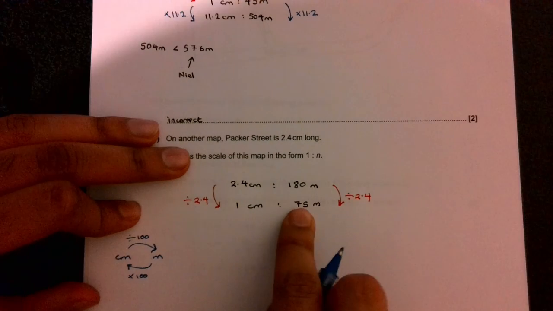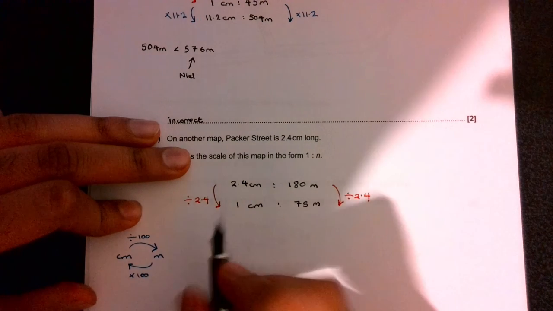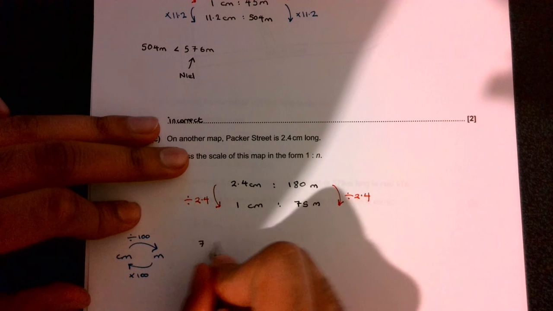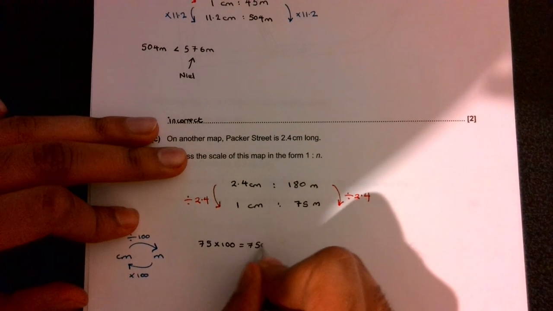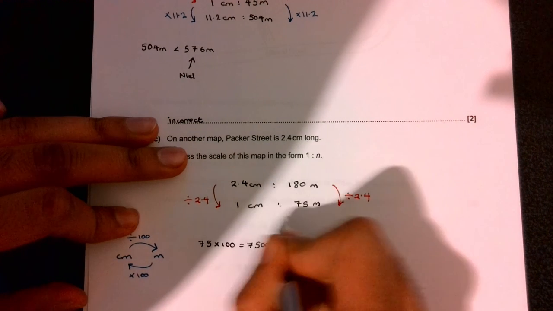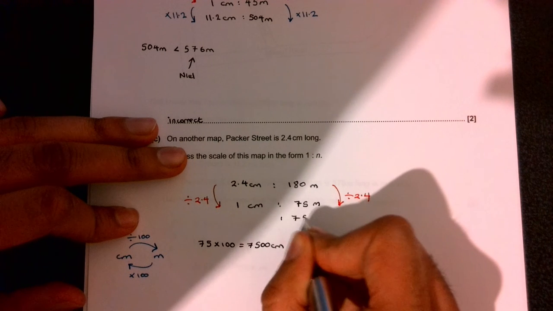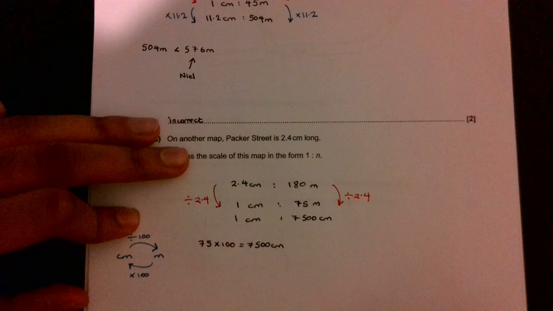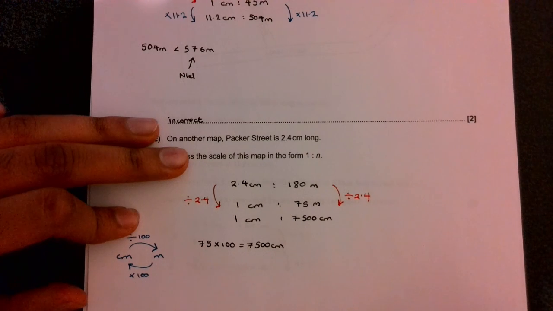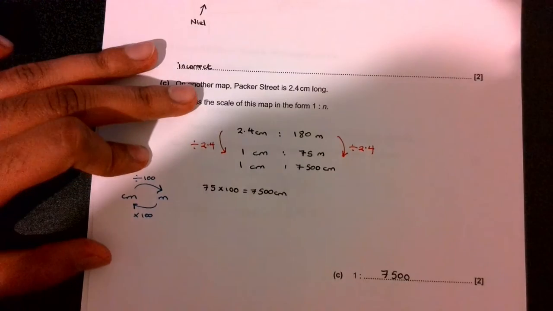So to convert this 75 meters into centimeters, we have 75 multiplied by 100, which is 7,500 centimeters. So therefore, we have 7,500 centimeters. Okay, so we have 1 to 7,500 as our final answer. Okay, so now that that's questions done, let's move on to the next question.